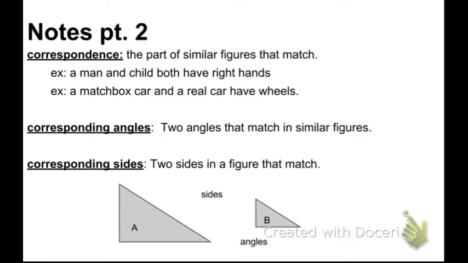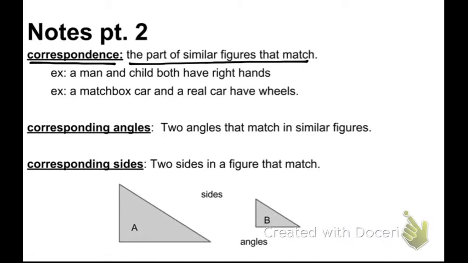All right, our next one is notes, part 2. And the next thing we're going to talk about is correspondence. Now, there's the kind of correspondence which means writing letters, and then there's the correspondence in math. And correspondence in math basically means how do things relate to one another. Okay, and correspondence is considered the part of similar figures that match.